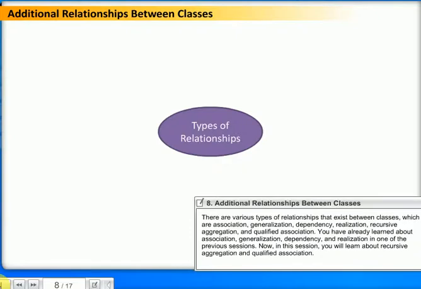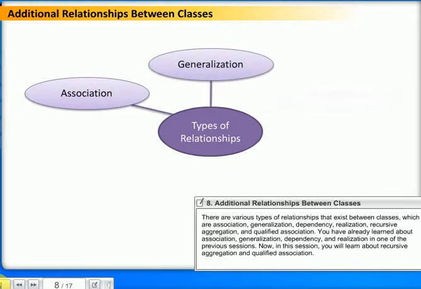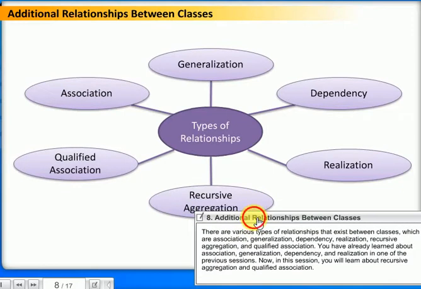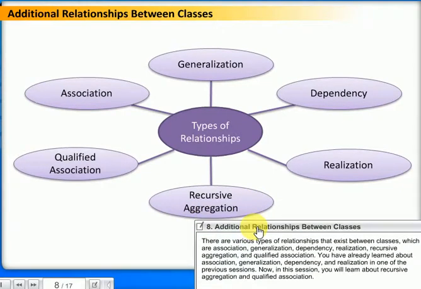There are various types of relationships that exist between classes, which are association, generalization, dependency, realization, recursive aggregation, and qualified association. You have already learned about association, generalization, dependency, and realization in one of the previous sessions. Now, in this session, you will learn about recursive aggregation and qualified association.